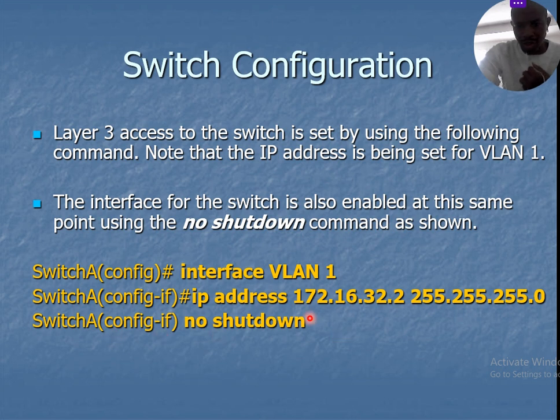No shutdown means this interface should continue to be active, should not be shut down. As long as this thing is in use, it should be active. So these are the three things you follow up in order to access the router. If you want the interface to access the router, you must configure interface VLAN 1, and then in switch A config-if you put the IP address, and then you put no shutdown. So it will continue to be able to access layer 3 devices such as the router.